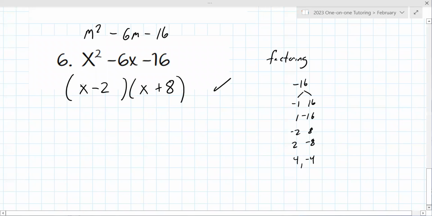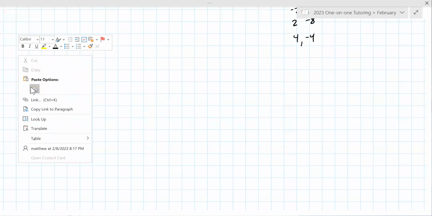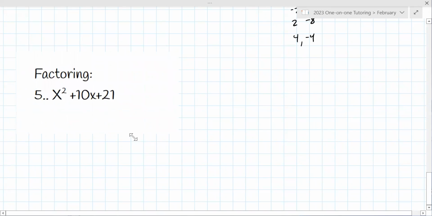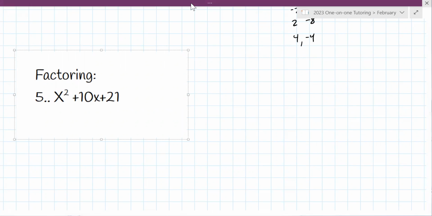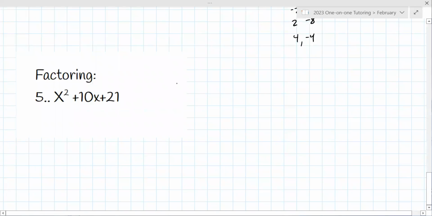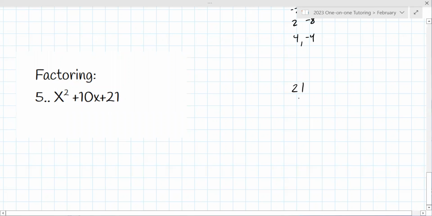So we will sometimes do problems out of order because they make more sense for you, the student, to learn. Okay. So 5 here, it's just like the last one. Different numbers, obviously. You got to figure out what numbers multiply to 21 but add to 10. I would do the same thing like you did in the previous problem. Make that list of factors.